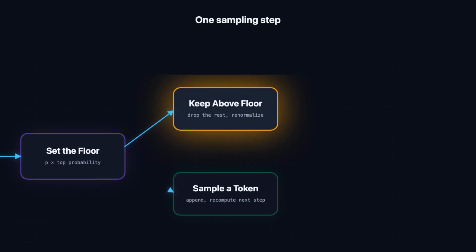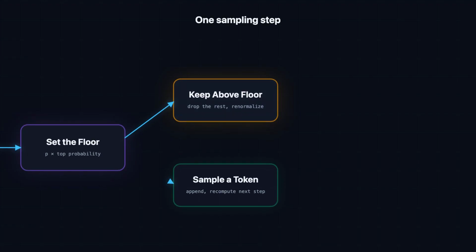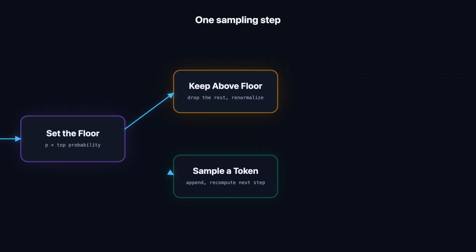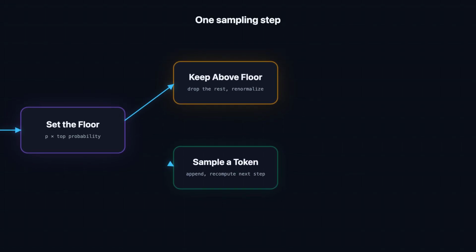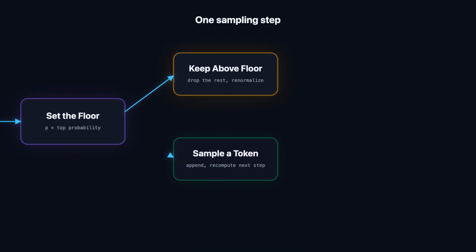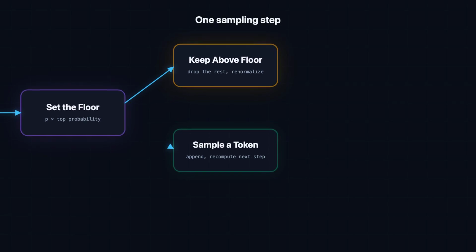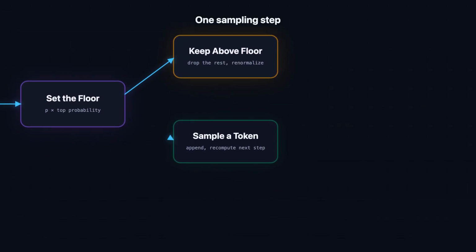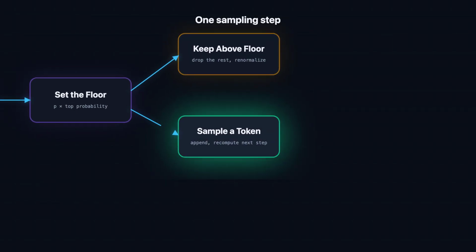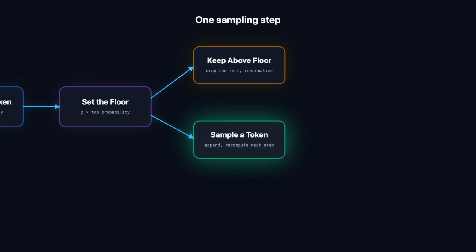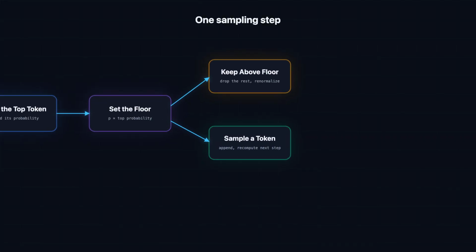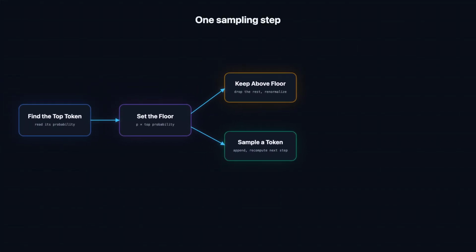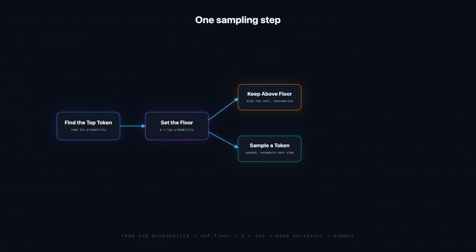Then, keep only the tokens whose probability clears that floor. Everything below it is discarded in one sweep, and the survivors are renormalized into a clean distribution, so their probabilities add back up to 1. Finally, draw a token from the survivors, append it, and move on. The floor gets recomputed from scratch at the very next position.